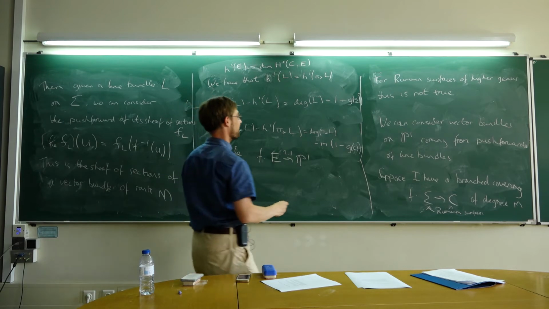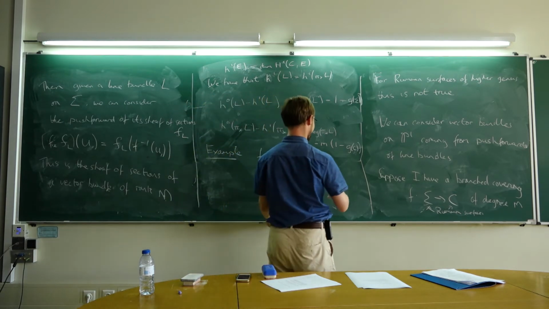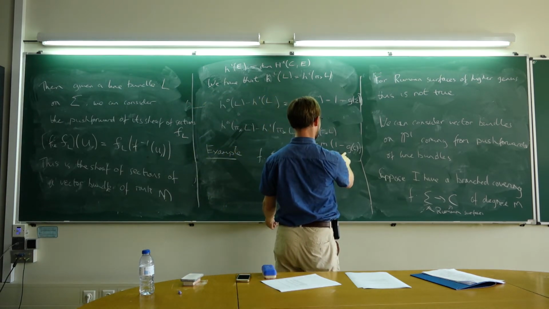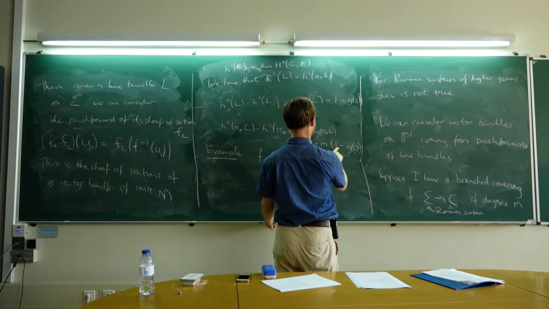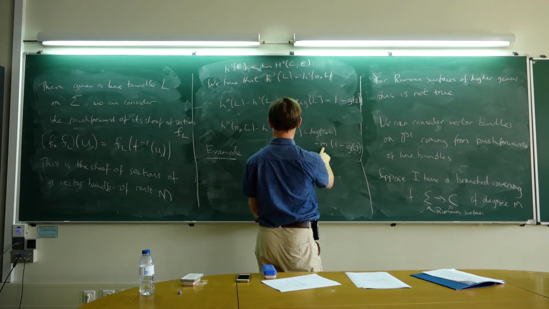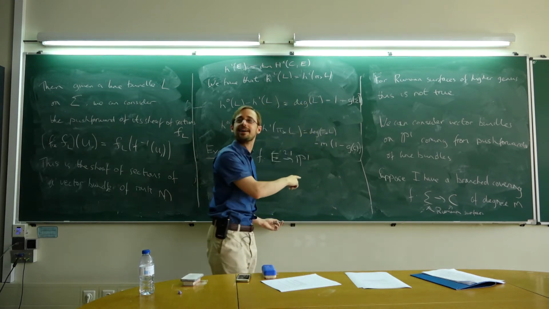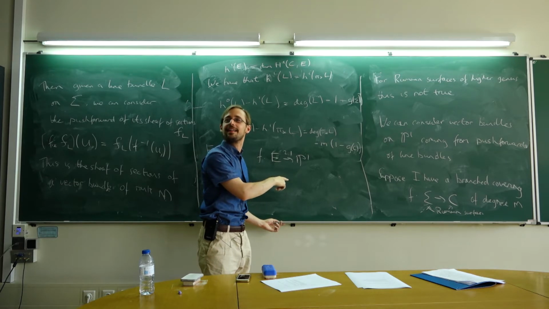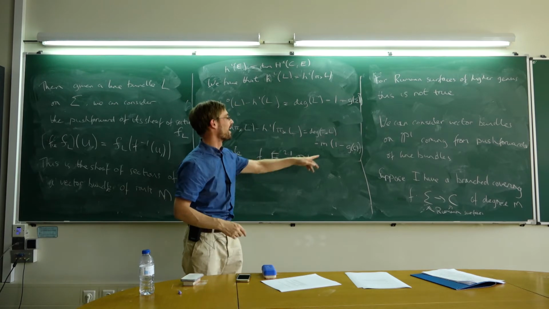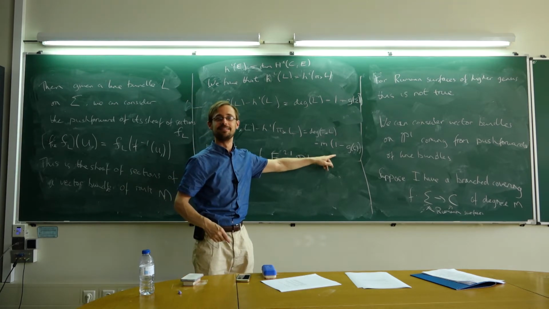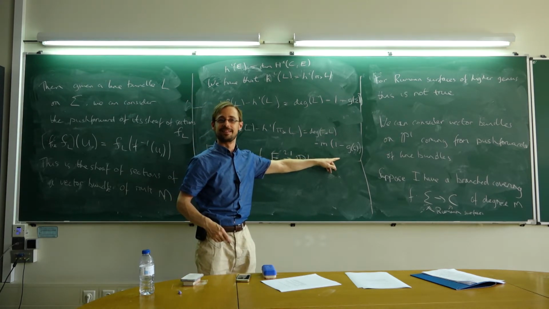Excuse me, the sign's wrong. Signs are probably almost always wrong. So let's see. Oh yes. Oh really? I think this is... This becomes large, then this becomes negative, this is negative, so this becomes positive. No, I think that's right. The one thing you don't want to happen is this to become negative when the genus becomes large.